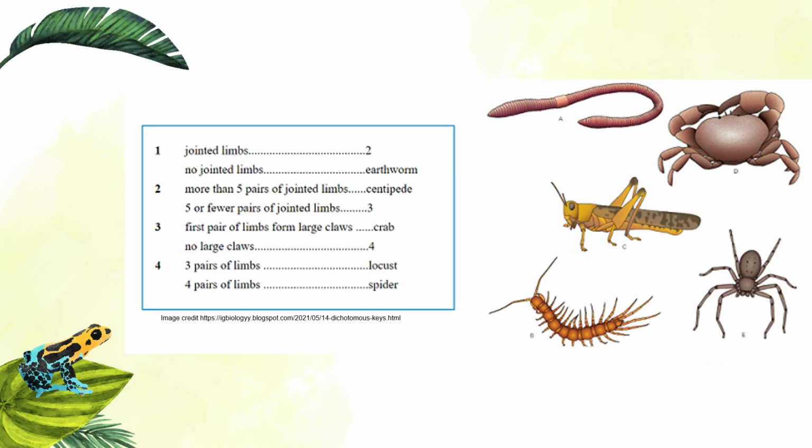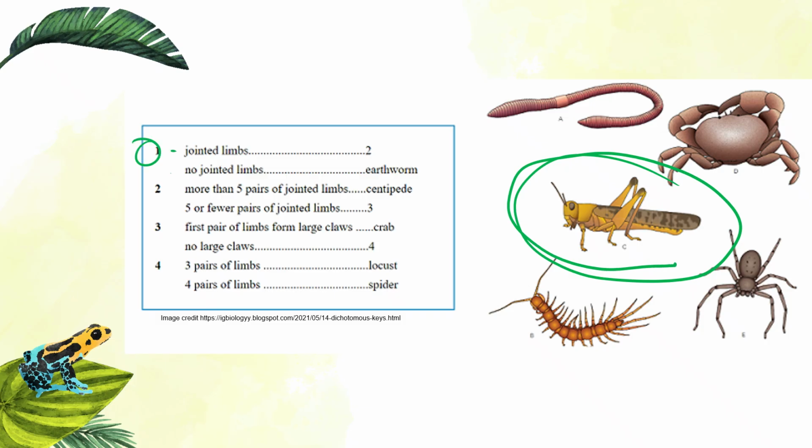Dichotomous keys can also come not necessarily in a tree form, but as a list of questions that we ask. Let's say that I wanted to figure out what this organism even is. I'm going to ask myself question number 1. Does it have jointed limbs or no jointed limbs? In fact, there are jointed limbs. We're going to go to number 2.